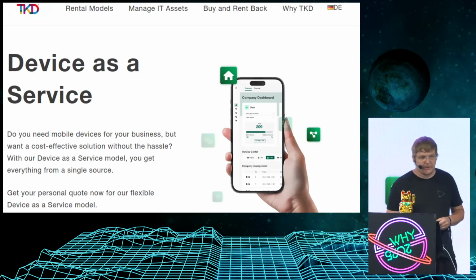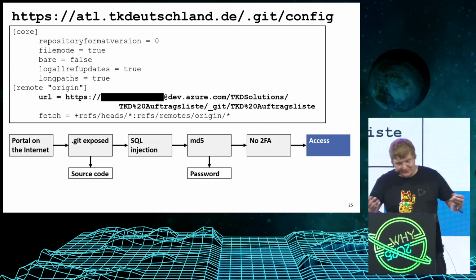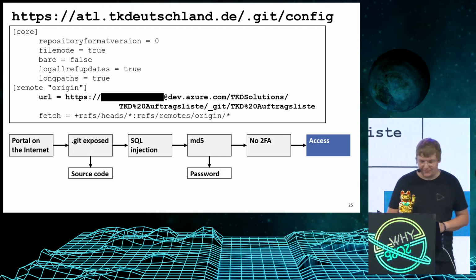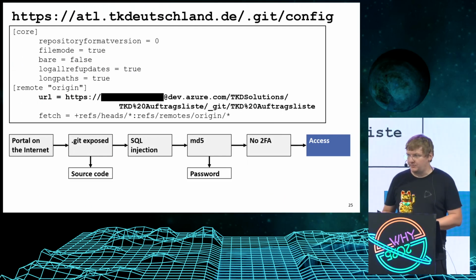Next, we try to get a phone. There's this device as a service by TK Deutschland, TKD, and they were exposing a Git repository. And they made several mistakes. First, an internal portal was exposed on the internet. Then they exposed the .git folder. And the source code allowed me to find a SQL injection.